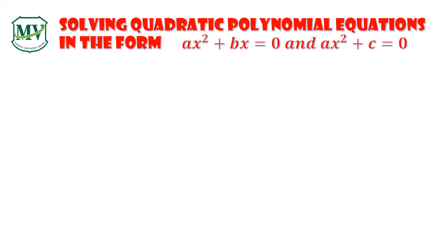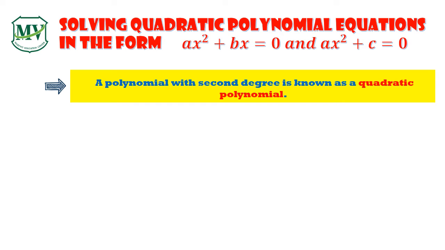Our lesson is solving quadratic polynomial equations in the form ax squared plus bx is equal to 0 and ax squared plus c is equal to 0. So a polynomial with second degree is known as a quadratic polynomial. Examples: 2x squared plus 4x plus 5, 3x squared minus 7, and x squared plus 2x.